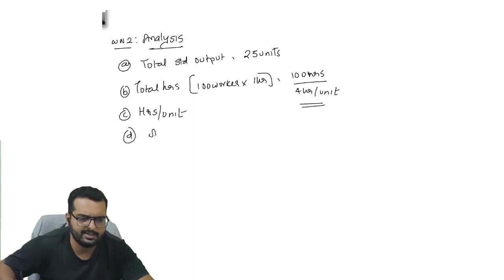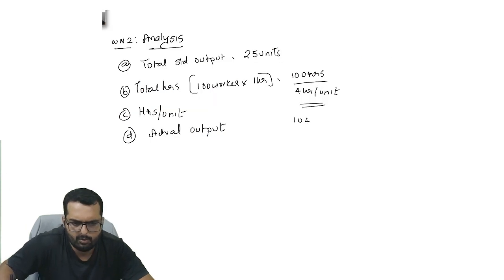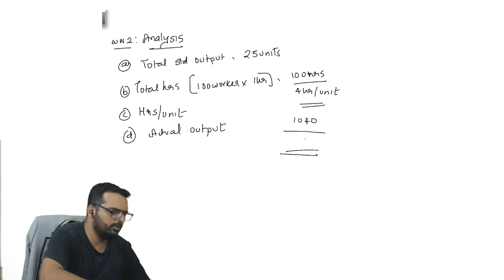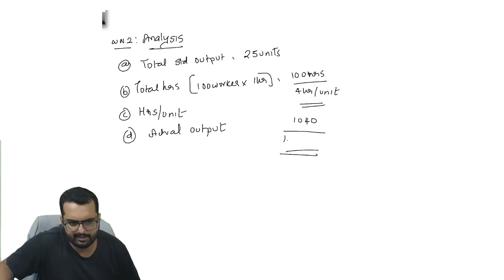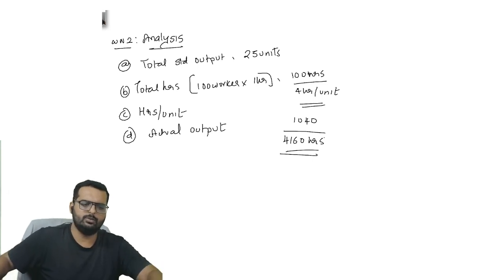Everyone tell me, SH is based on actual output. So what is the actual output here? 1040. So how much is 1040 into 4? Do I get the answer as 4160 hours? Perfect. Please write down this also.